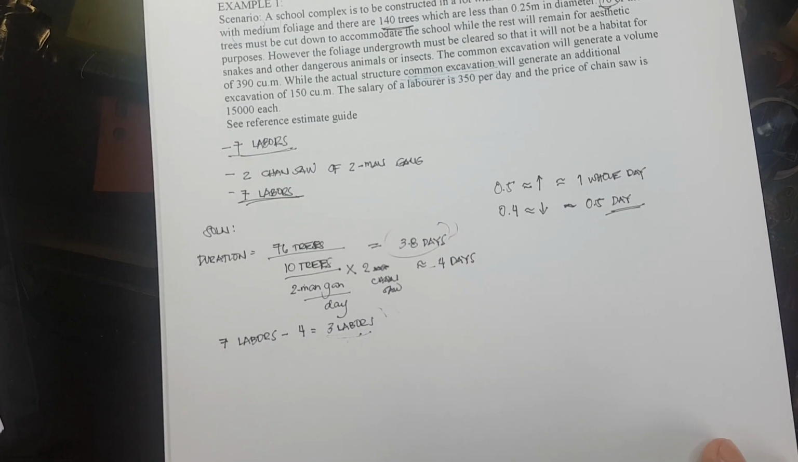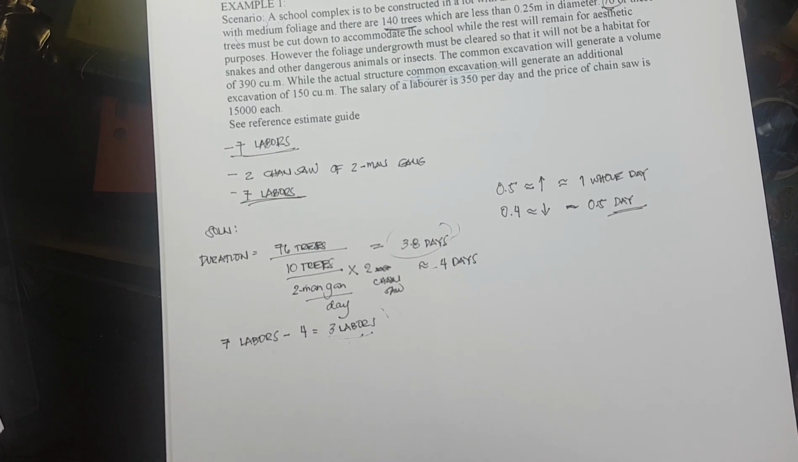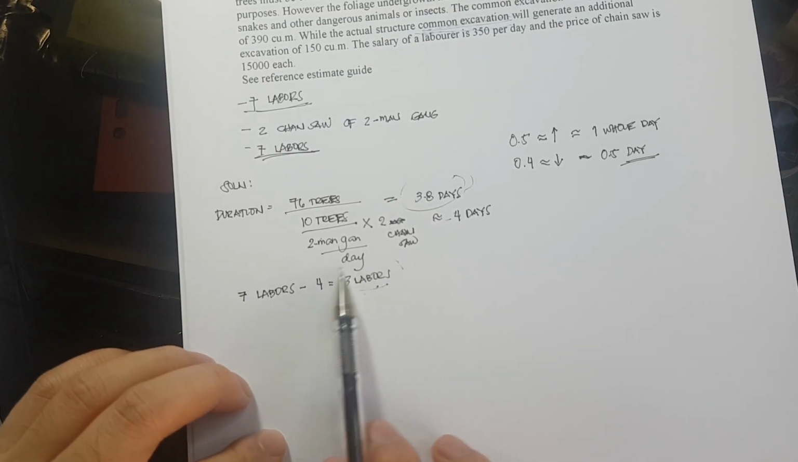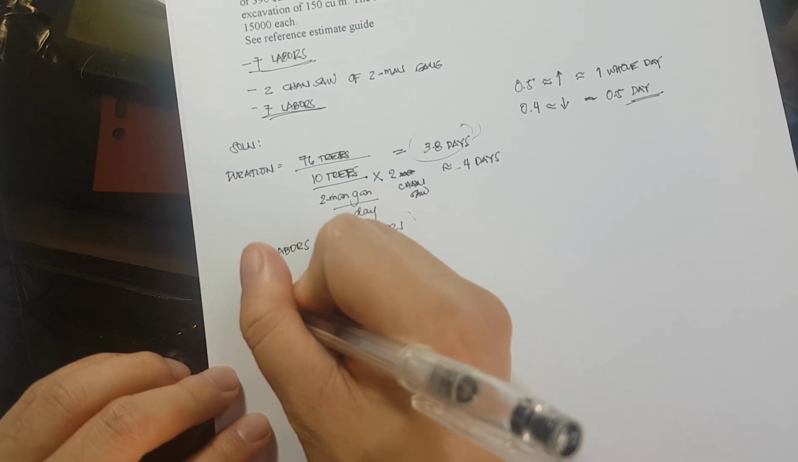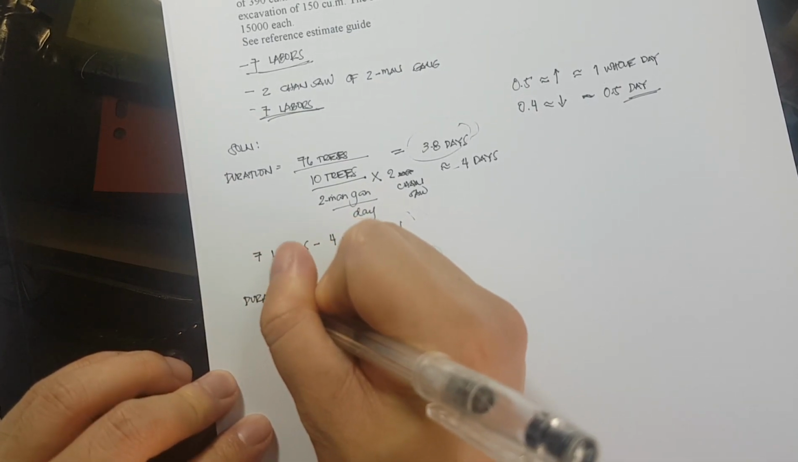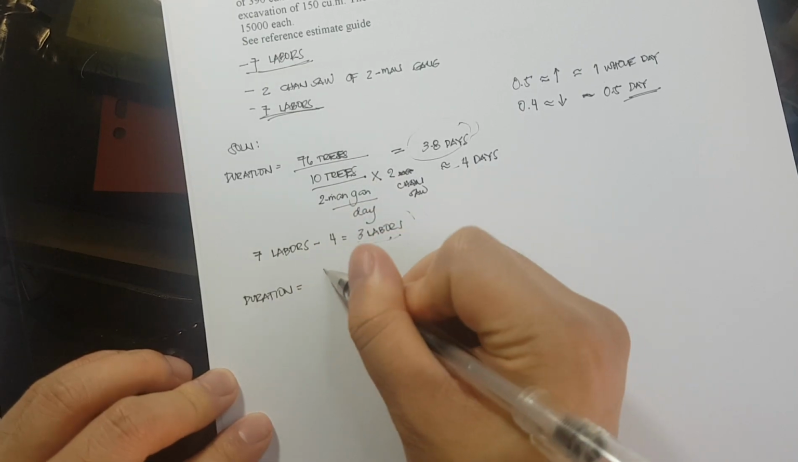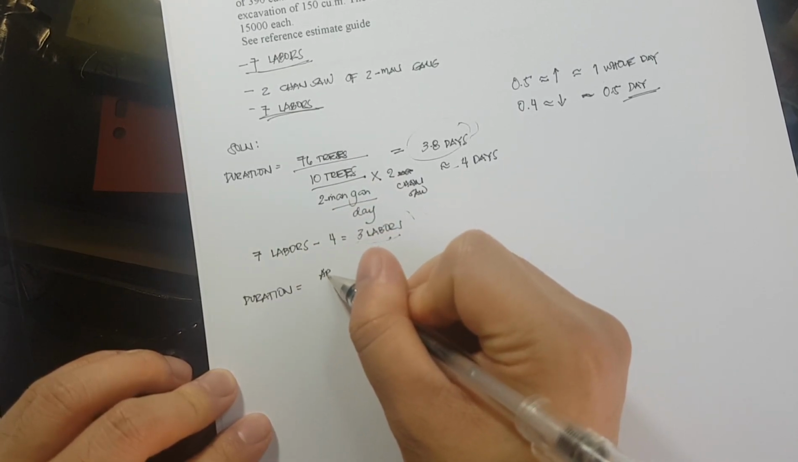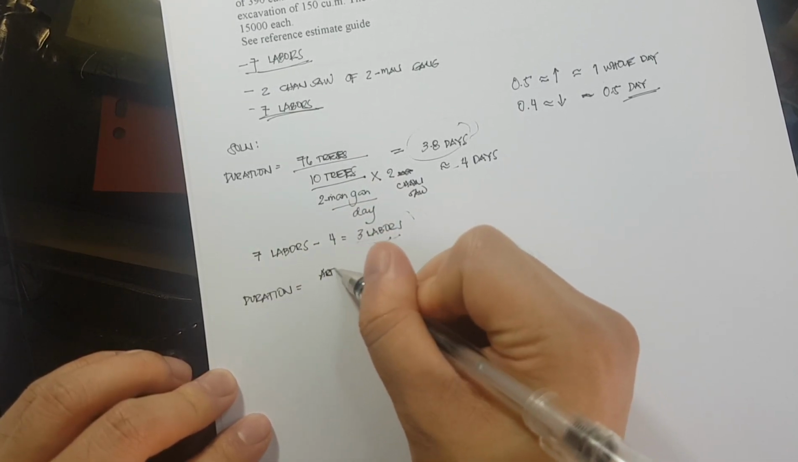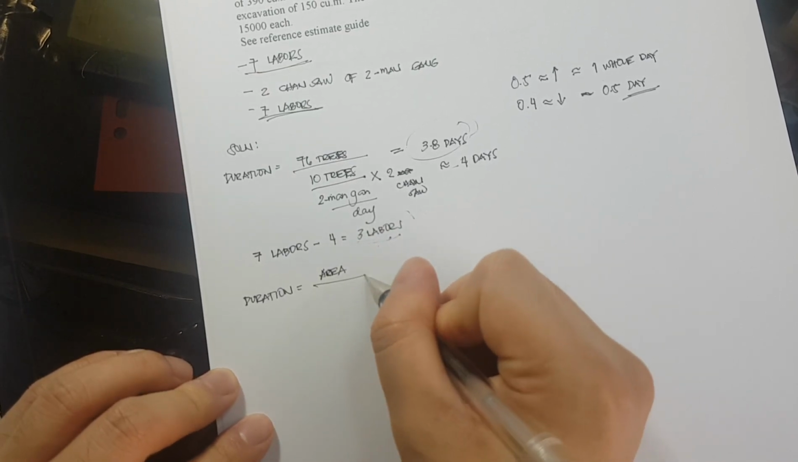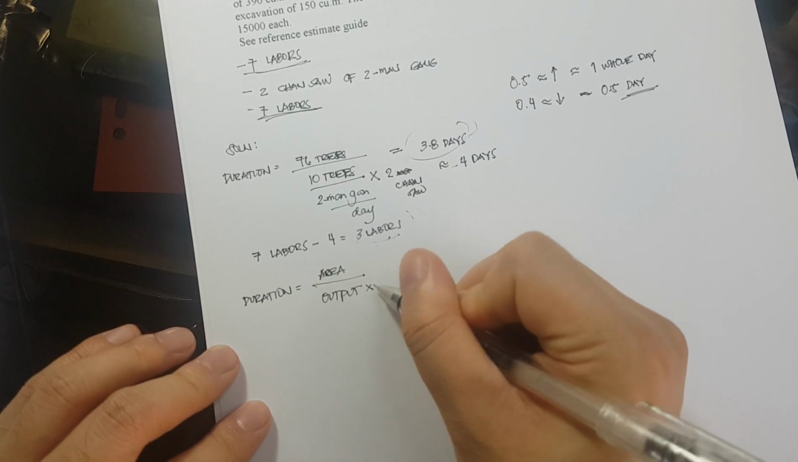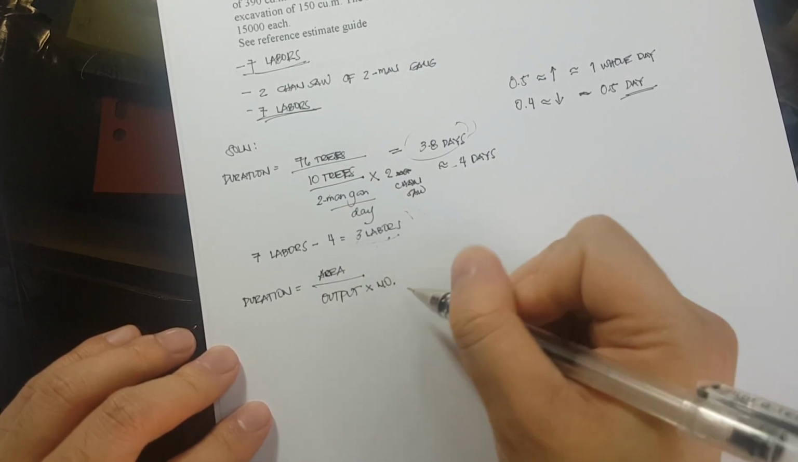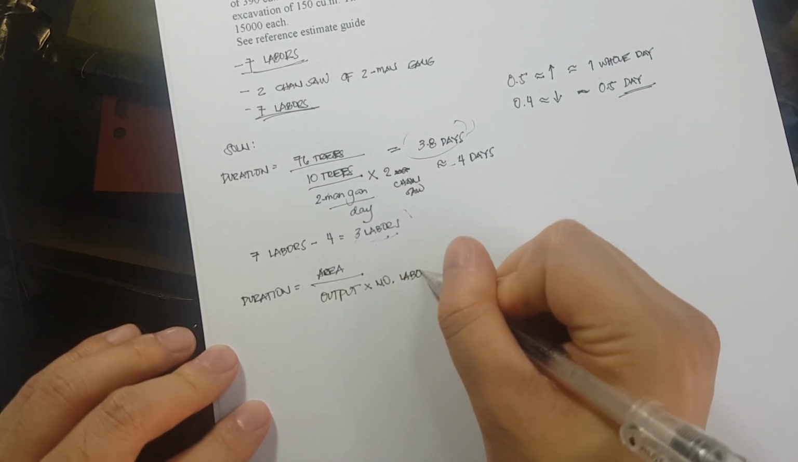Ngayon, dito, kailangan nating i-solve what would be the area na malilinis ng matitirang 3 labors na 'to for 4 days. Okay? Take note, our formula for duration is equivalent to productivity, tama. It is area divided by the output times number of labor. Okay?